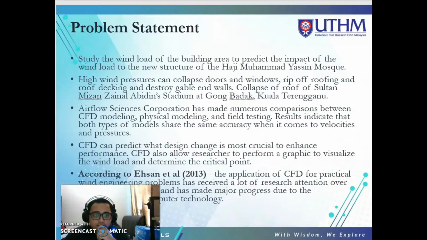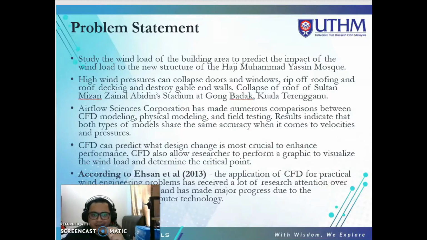Okay, next is my problem statement. In the study, I chose Haji Mohamed Yassin Mosque because it is a new structure and I want to study the wind load of the building area and predict the impact of the wind load to the building. High wind pressures can collapse doors and windows, rip off the roofing and roof decking, and destroy the gables and walls.